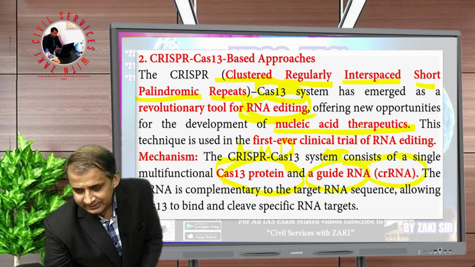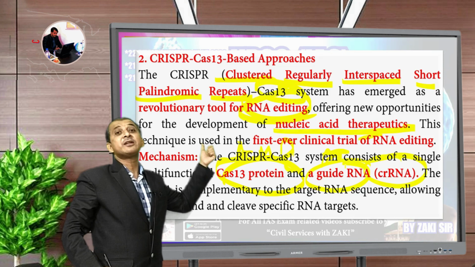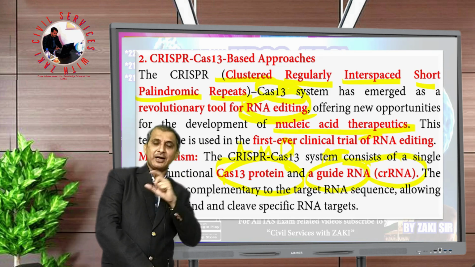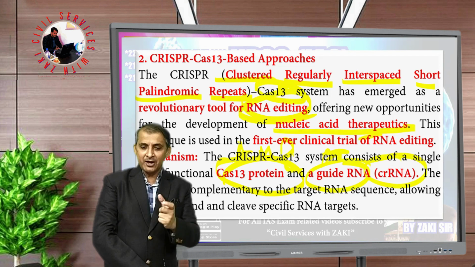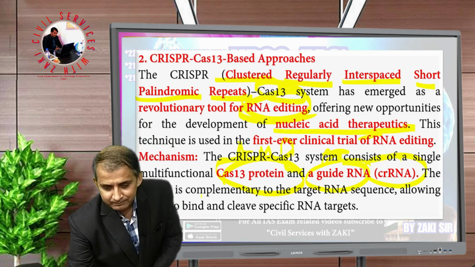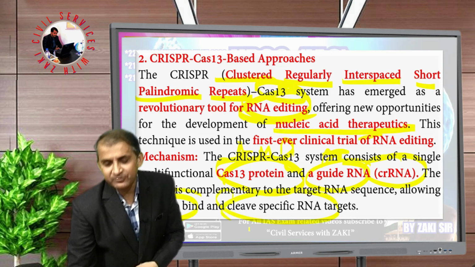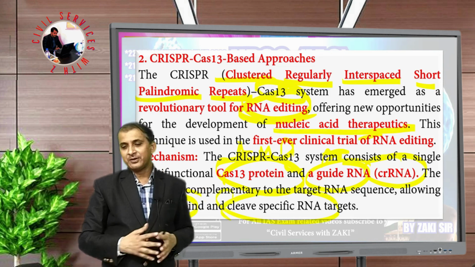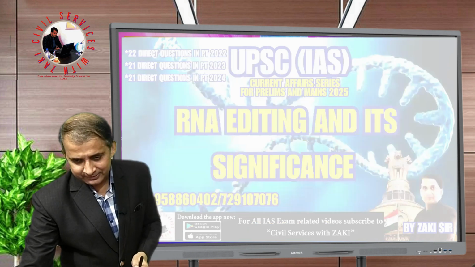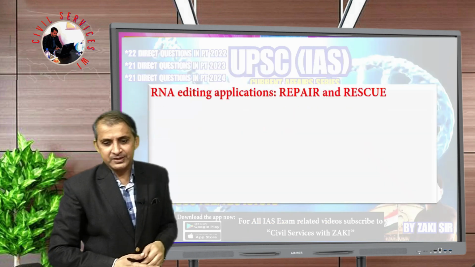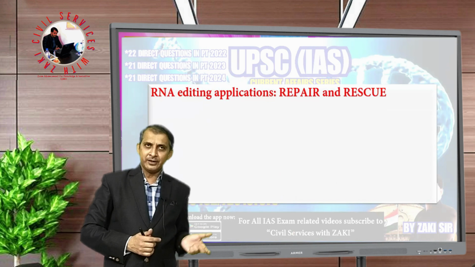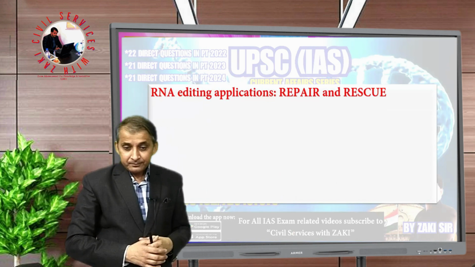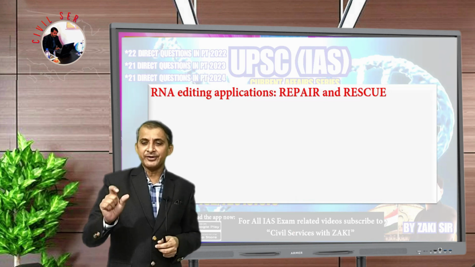So what is this crRNA? crRNA means CRISPR RNA. And this CRISPR RNA is complementary to the target RNA sequence, allowing the Cas13 to bind and cleave a specific RNA target. So it can bind and it can cleave specific RNA targets.